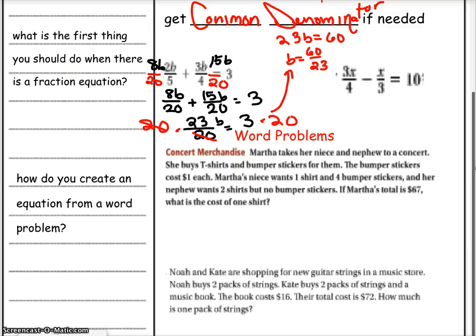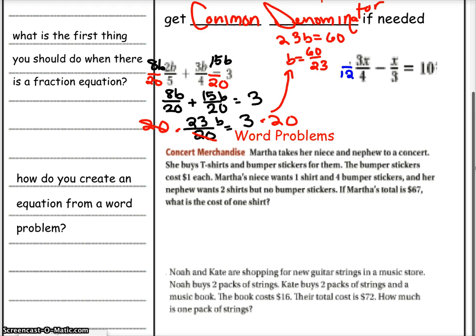Okay, that was definitely more advanced, but that's what your homework is like today. It's a combination. You have variable fractions where you have to get a common denominator before you do anything. 3x over 4 minus x over 3 equals 10. What's my common denominator between 4 and 3, class? 12. Sure is 12.